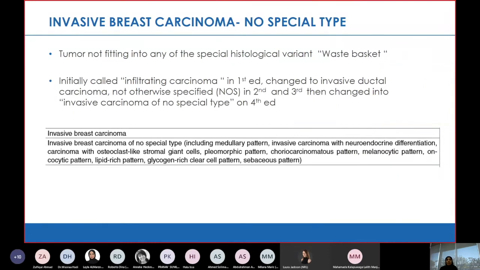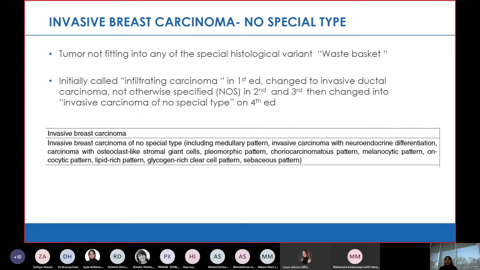So invasive breast carcinoma, no special type, basically it's a diagnosis of exclusion. Exclusion of what? If you don't see a special histological variant like medullary carcinoma or mucinous carcinoma or micropapillary carcinoma or other special histological variant, then by default it will be an invasive breast carcinoma, no special type. So basically it's a waste basket.